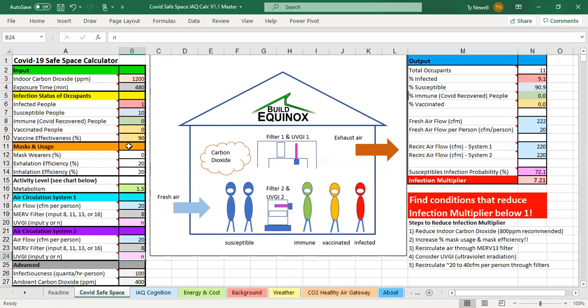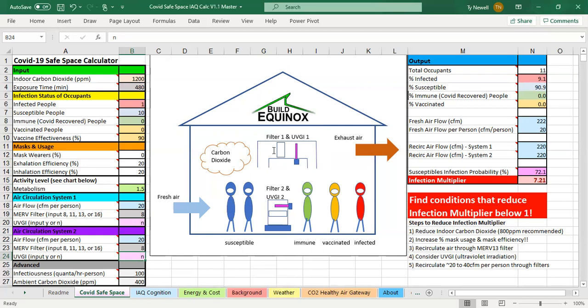But what I've done here on the inputs for 11 people in the building, they're in the building for 480 minutes, or an 8-hour day. They have 1,200 parts per million of carbon dioxide, typical of today's standard ventilation. And they're not wearing masks. The filtration is typical, and this is a schematic of it.